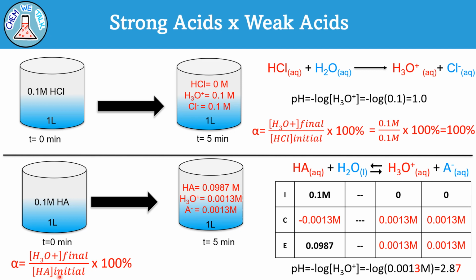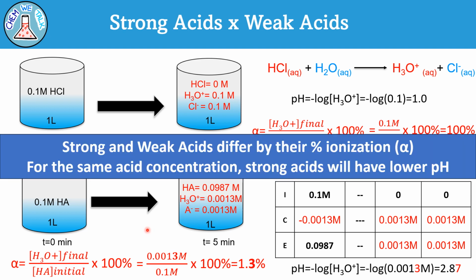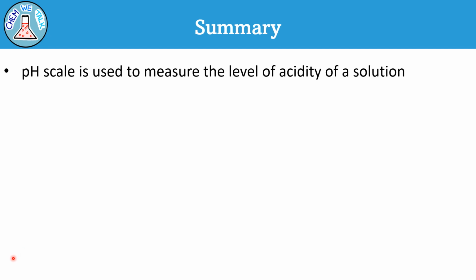Our initial concentration of acid was exactly the same as for the strong acid, which was 0.1, but our final H3O+ concentration was different. Now we get 0.0013 rather than 0.1. It's a very pronounced difference. When we multiply that by 100, we get 1.3%. That means for every 100 HA molecules, only 1.3 of them will break apart, producing H+ and A-. So the strong acid and weak acid differ by what's called the percent ionization. For the same acid concentration, like in the example where both were 0.1, the strong acid will have a much lower pH.